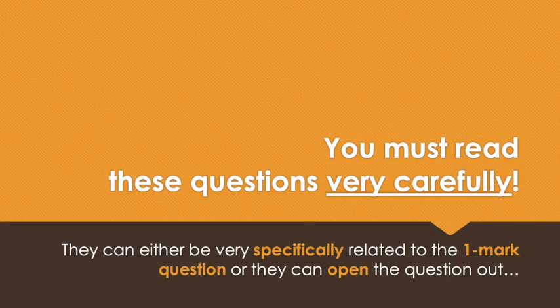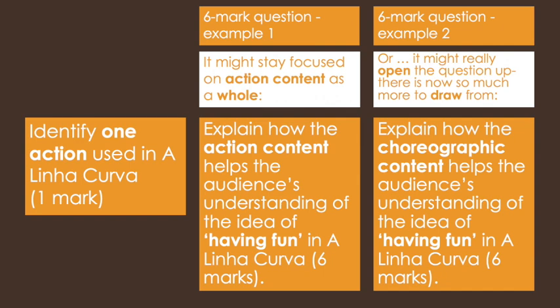When you receive your exam paper, you must read these questions very carefully. This is because the 6-mark question can be specifically related to the 1-mark question, or they can open the question out further. Here is an example of why you need to read the question carefully. The 1-mark question asks you to identify one action used in a linear curve. The first example of a 6-mark question could ask you to explain how the action content helps the audience's understanding of the idea of having fun in a linear curve.